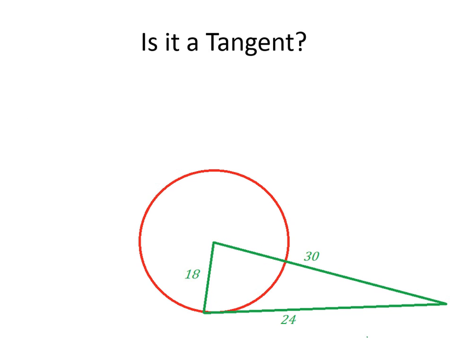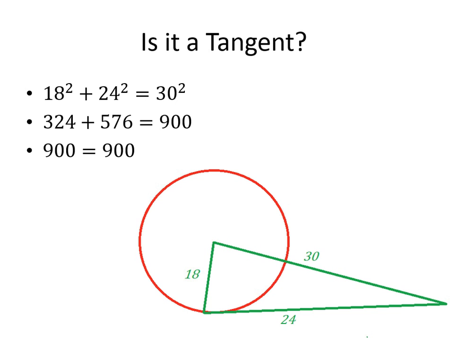Okay, so with this one, you do the same thing. You set it up: 18 squared plus 24 squared equals 30 squared. You can take a 6 out of every single one, and you get a 3, 4, 5. So it does work out. Is this one a tangent? Yes, it is a tangent.